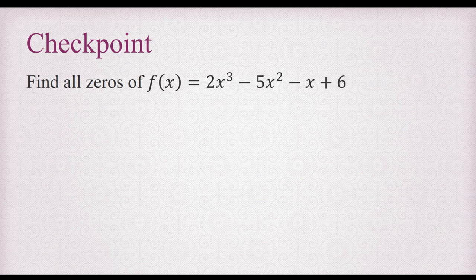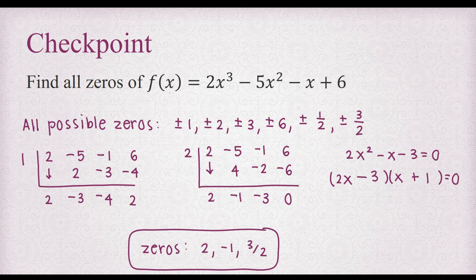Okay, so I would suggest that you pause the video and try to find all the zeros for f of x equals 2x cubed minus 5x squared minus x plus 6. Hopefully you got 3 zeros. When I list all my possible rational zeros, since p was 6 and q was 2, I am going to have a couple of fractions. I started testing numbers and I went up towards positive numbers to get my first zero. I was able to get then a factorable quadratic. So I did end up with a fraction for an answer, but 2, -1, and 3/2 were my 3 zeros.